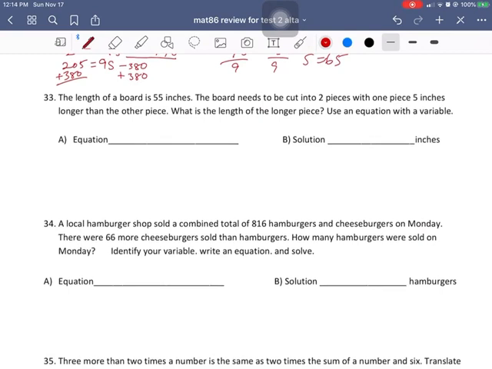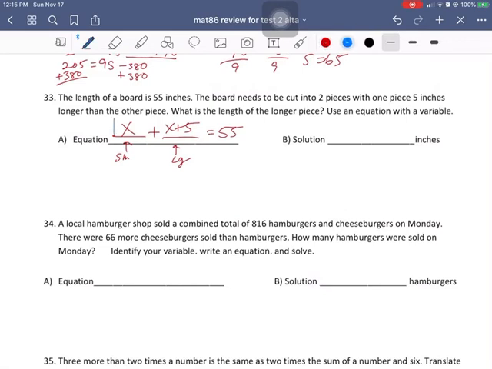Okay. Length of board is 55 inches. The board needs to be cut into 2 pieces. One piece is 5 inches longer than the other piece. So we have 2 pieces, and together they're 55 inches. Okay, the first piece is, I don't know, and the second piece is, I don't know, plus 5, right? So this is the smaller, and this is the larger. And together they make the whole thing. Okay, so that's the way you set that up, just like the consecutive numbers.